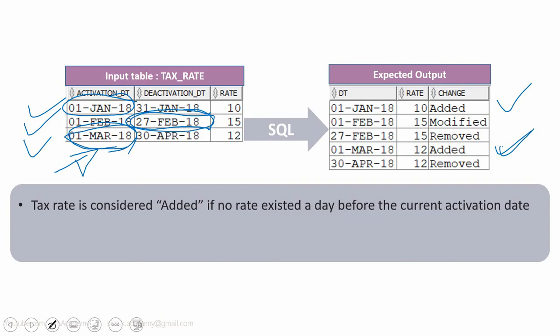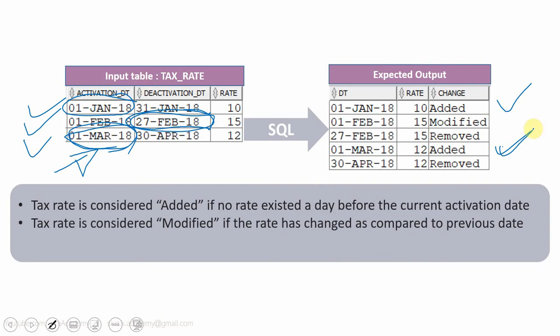Suppose there is a continuity. For example, in the second row, before 1st Feb, the previous date was 31st Jan. There is a continuity but the rate is changed, because on 31st the rate is 10, whereas on 1st Feb the rate is 15. So there is a change in the rate but the date is continuous. In that case the rate is considered to be modified.